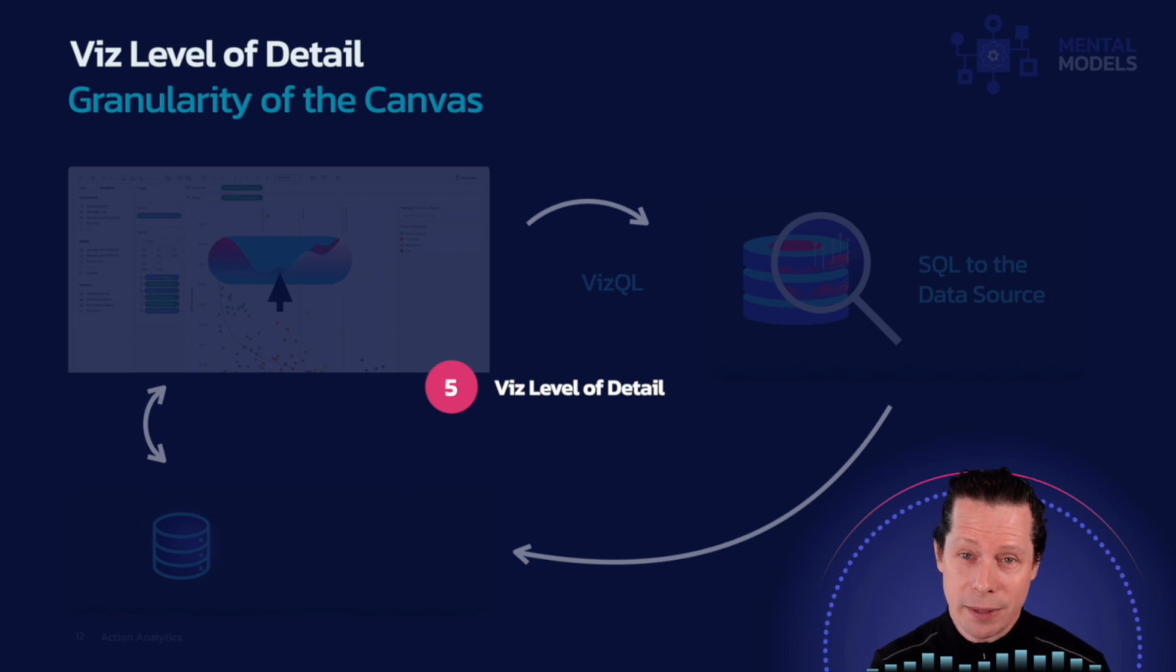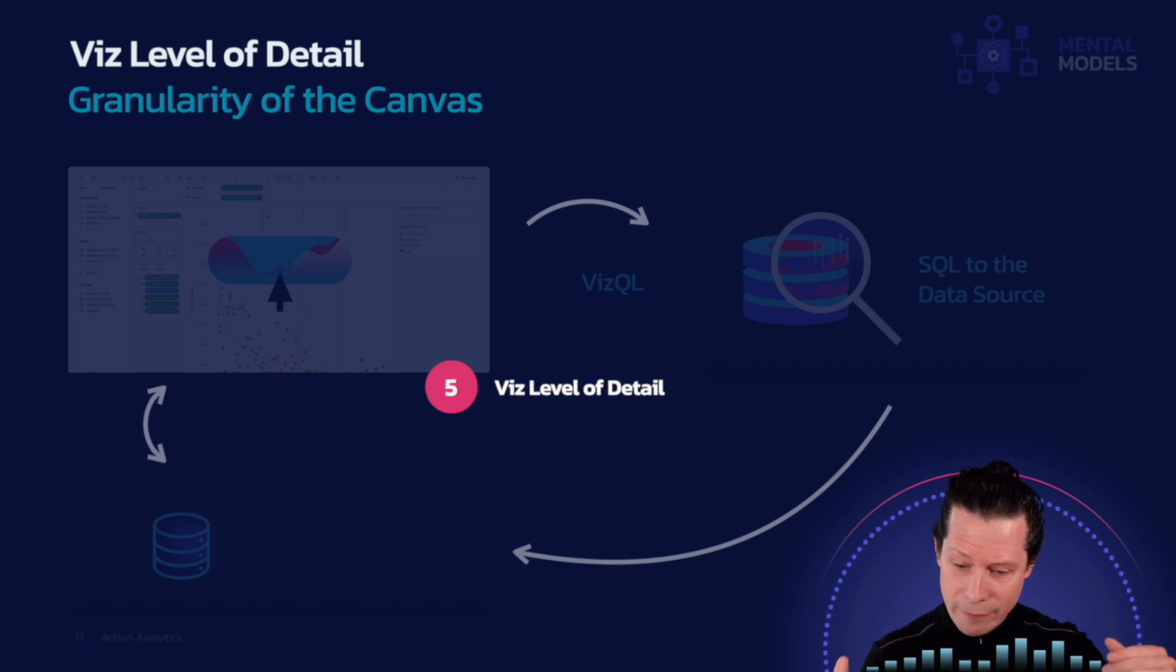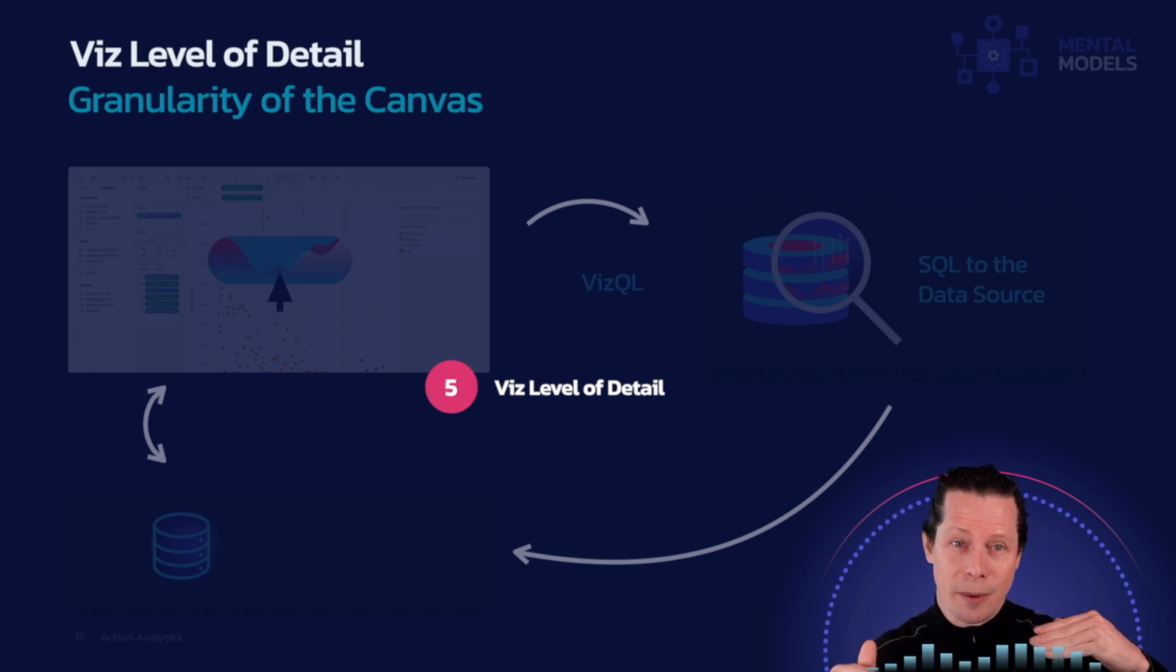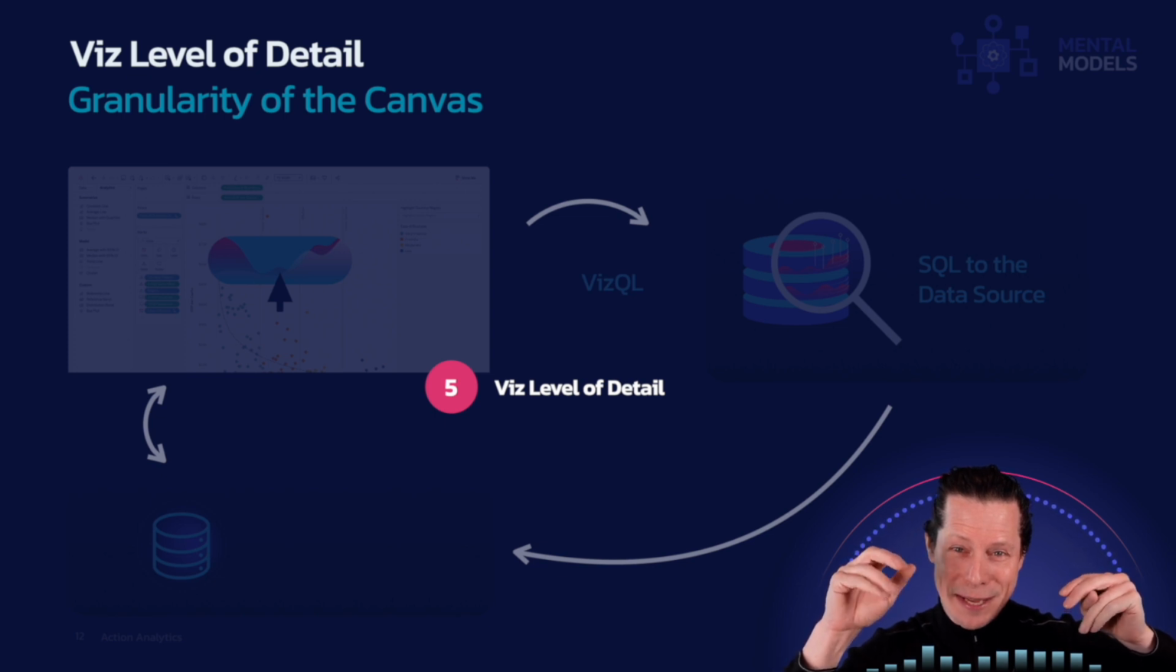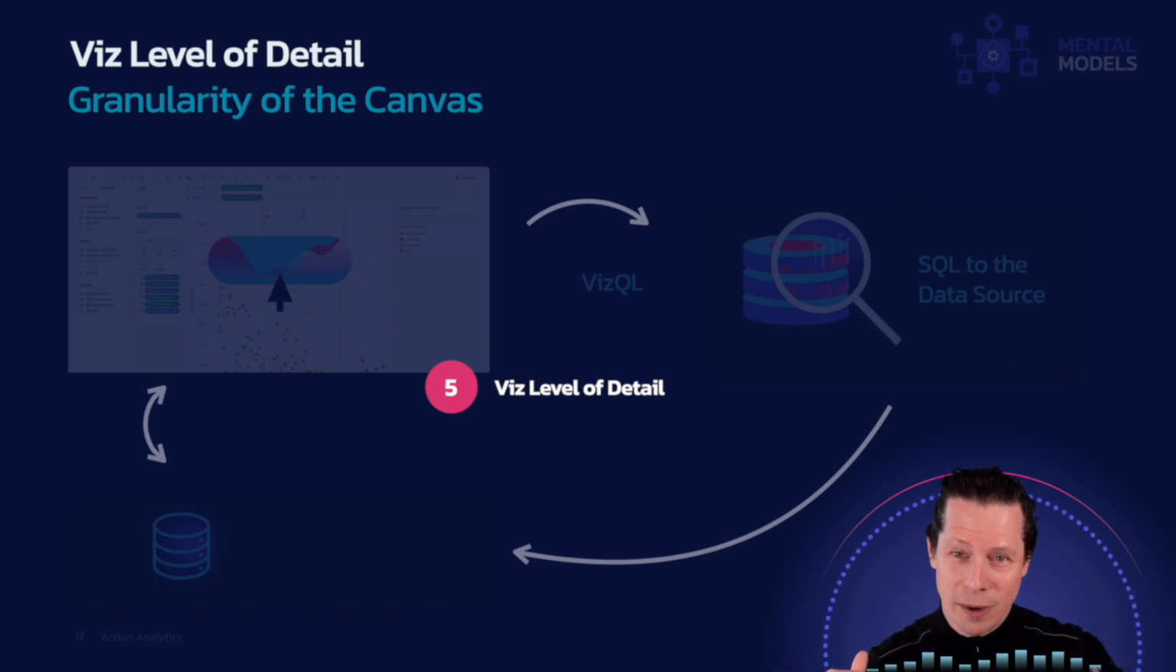And Jonathan and I have done a lot in the first season when we were talking about episodes, talking about relationships. We had various episodes where we looked at how the viz level of detail is actually unique to each marks card. And so I can have multiple marks cards on the same canvas, each with their unique level of detail. But nevertheless, we refer to this grain as the level of detail of the specific canvas that we're working on, or more precisely, the level of detail of the marks card within the canvas that we're working on.